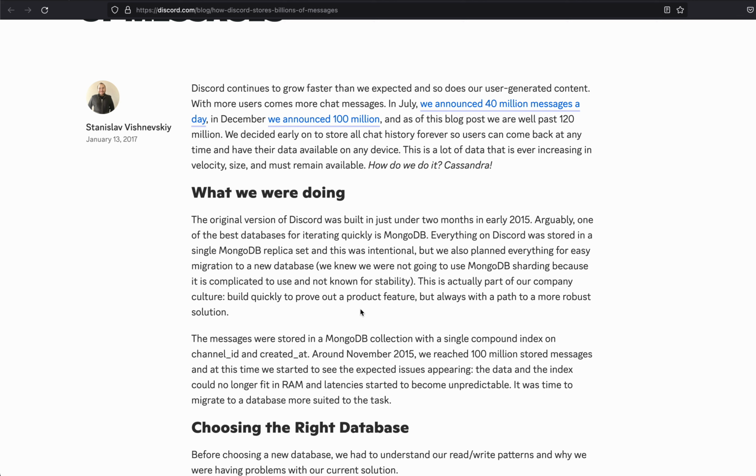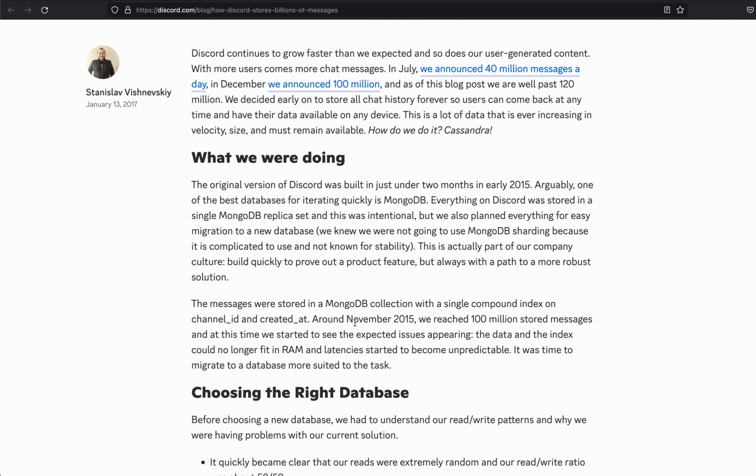Because of this culture, build quickly to prove out a product feature but always with a path to a more robust solution, they knew that as the data increased on their server, they would not keep using MongoDB, because sharding in MongoDB is very complex and not proven to be stable. In MongoDB they were using a collection with a single compound index on channel ID and created at.